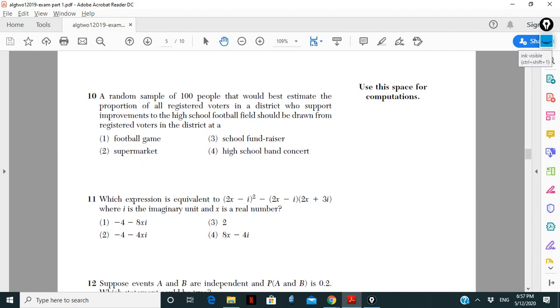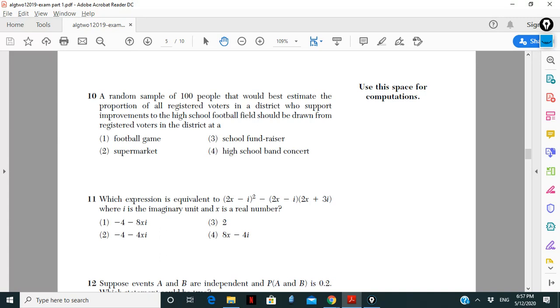Question number 10. A random sample of 100 people that would best estimate the proportion of all registered voters in the district who support improvement of the high school field should be drawn from registered voters in district A. So this question is asking you about bias.